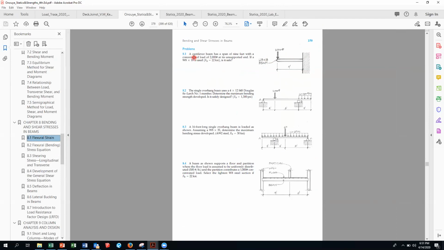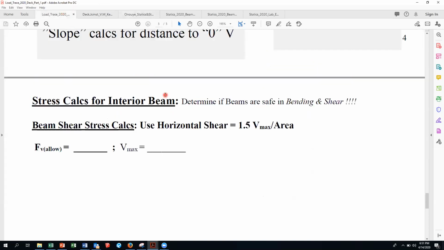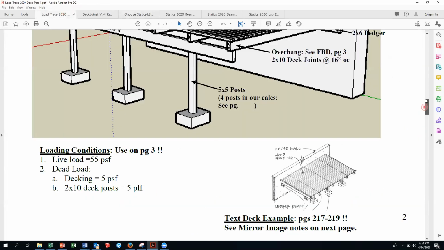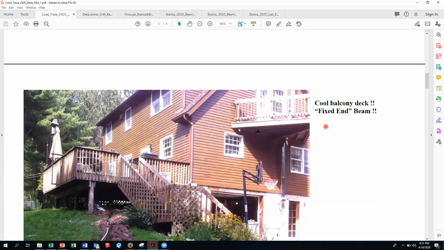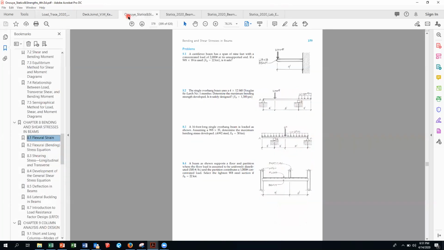So we're going to do 8.1. Draw yourself a neat sketch. This is a cantilever or a fixed end reaction. It's really like my balcony, right? I'm right at that window. This is very similar to that. I haven't decided yet when it will be due. We're just going to start it because you're going to see this in structural theory a lot next semester.